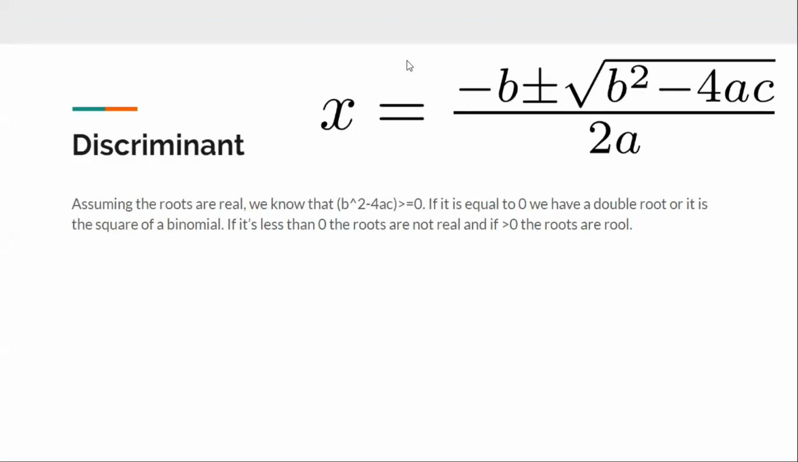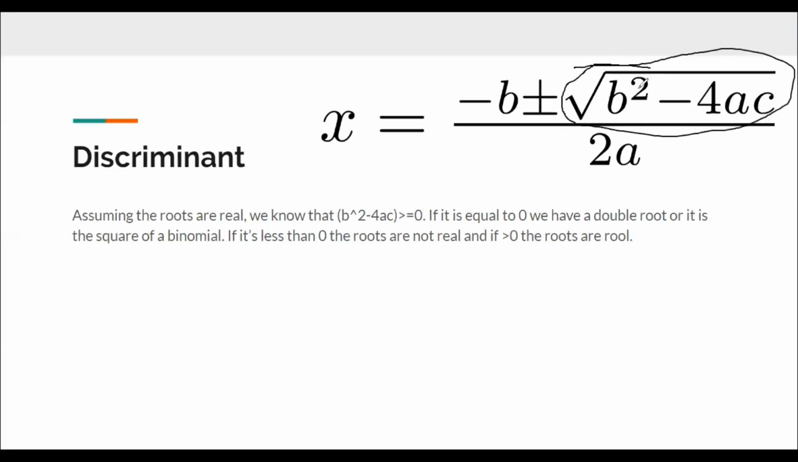The discriminant is this term right here, b squared minus 4ac. That's your discriminant. What the discriminant tells you is that if it's equal to 0, then you have a double root. That means one root is repeated twice, so it's going to be in the form x plus a, whole squared. That's what a double root means.